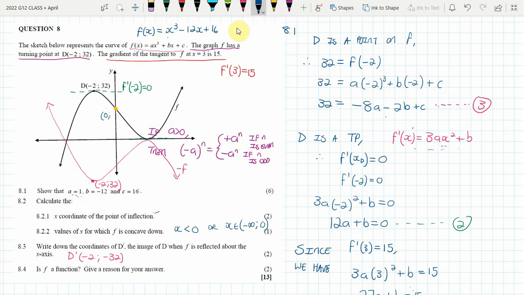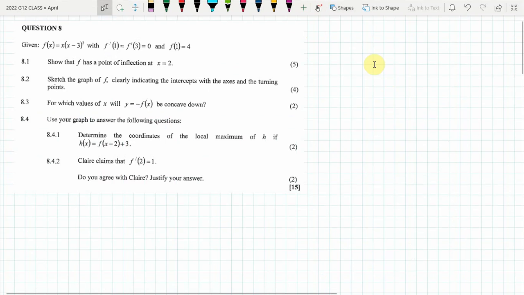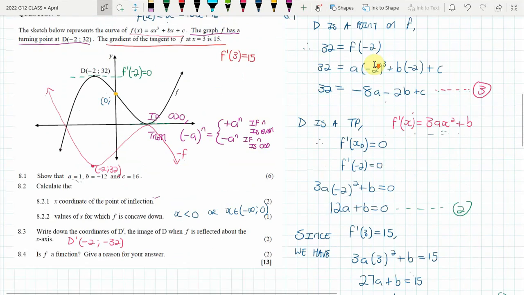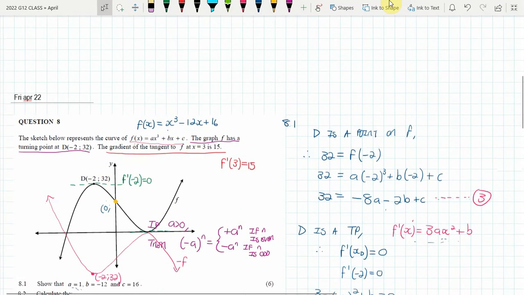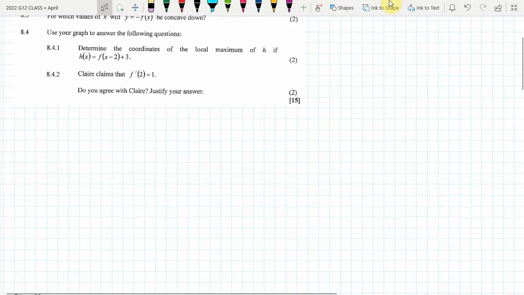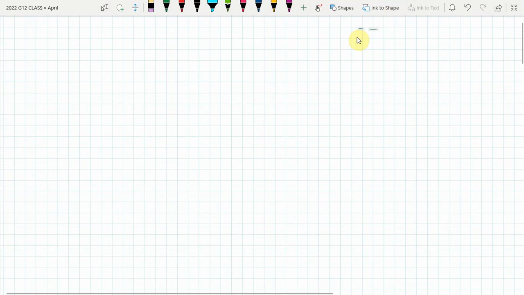Now, 8.4: is f a function? Do you know how to test whether a graph represents a function or not? Okay, I figured you might not have done that already. This is in the section of functions and inverses, but don't be alarmed.